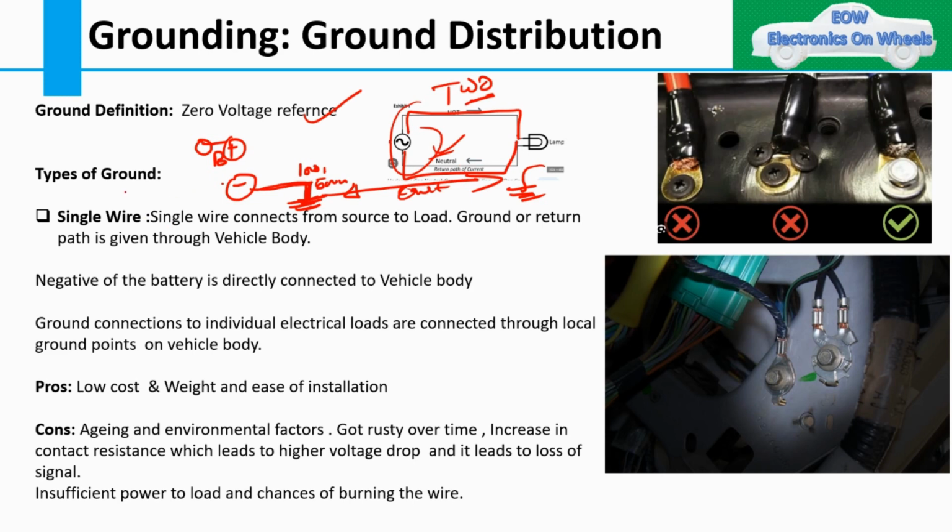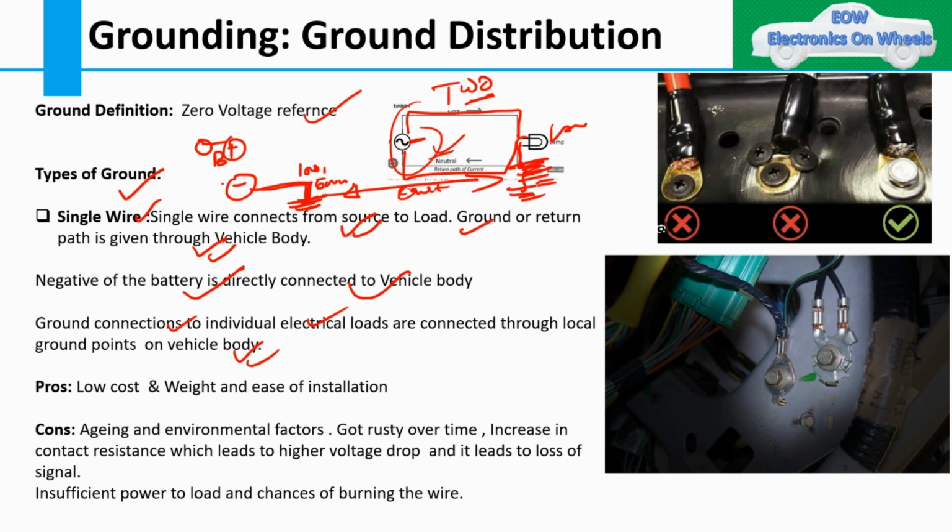So first, the type of ground: single wire. A single wire connects from the source to the load. Source is this, and this is our load. And the ground or return path is given through the vehicle body. This is what I have explained to you. So in single wire, your battery is there, and you are not taking the wire back. You are just giving it here only, and this particular path is completed through the vehicle body. The negative of the battery is directly connected to the vehicle body. Ground connections to the individual electrical loads are made through local ground points on the vehicle body. So this is the concept of single wire.